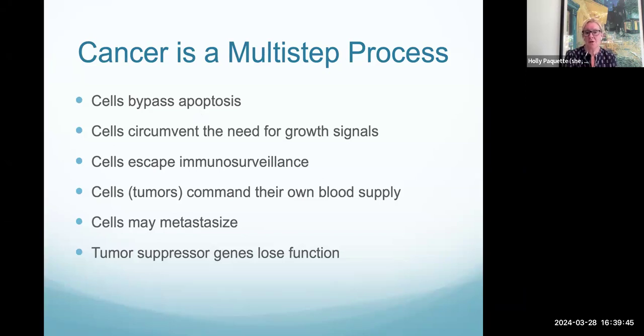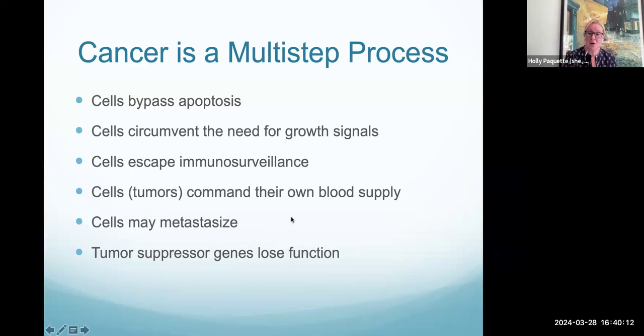Then they circumvent the need for growth signals, meaning that they become less reliant on the body telling them that they should be going through cell division, and they kind of make up their mind on their own. In addition, they have the ability to escape immunosurveillance, meaning that they can make it so that the immune system doesn't see them. If the immune system doesn't see them and they're growing out of control, that means that there's not really an ability to stop them.